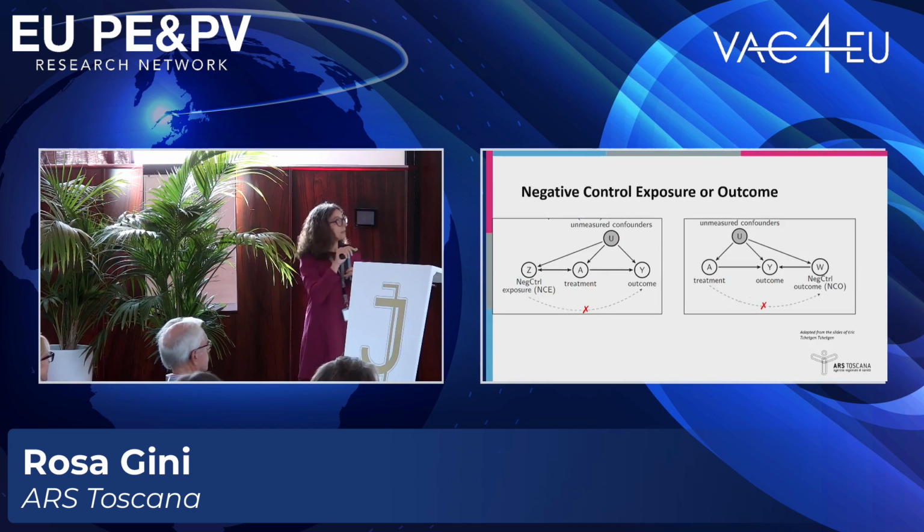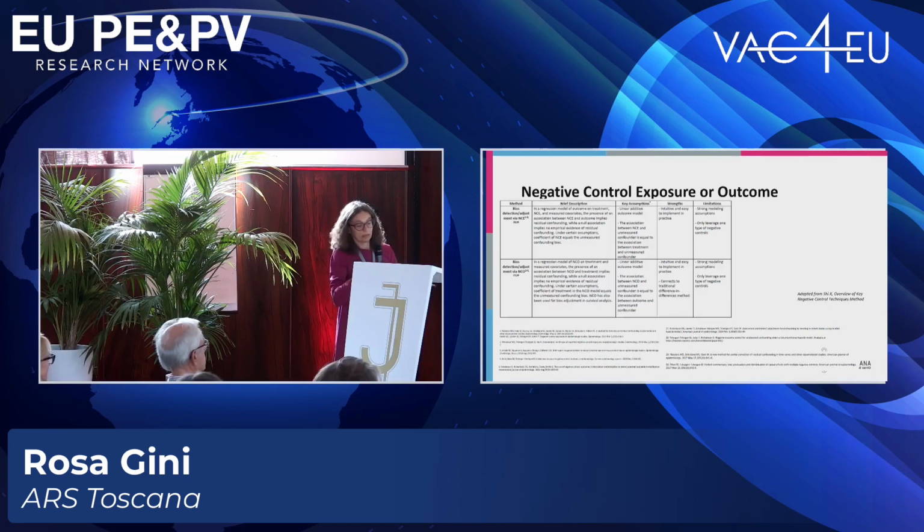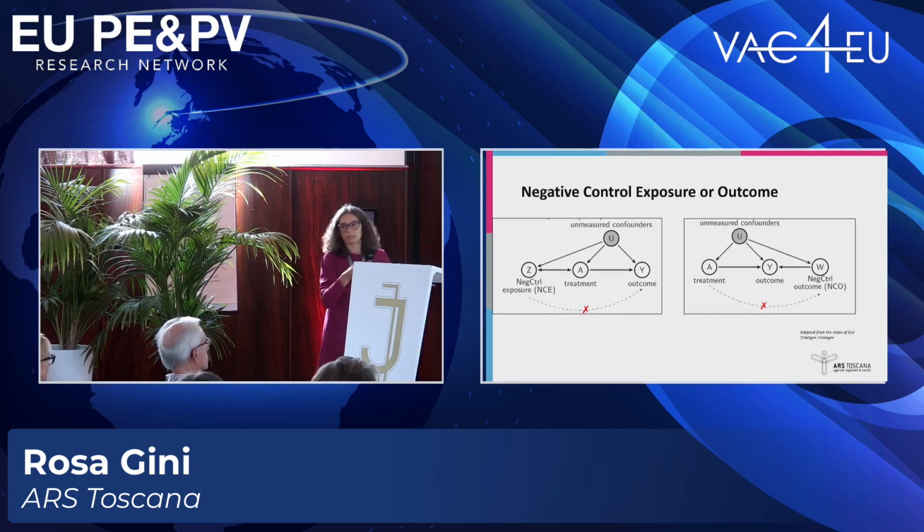You just need one negative control exposure or one negative control outcome, and magically, as a consequence of your very, very strong assumption, there is a theorem that proves that, and there are some assumptions on linearity. And of course this is also the limitation, that you are making very, very strong assumptions. But if you have that, it works.